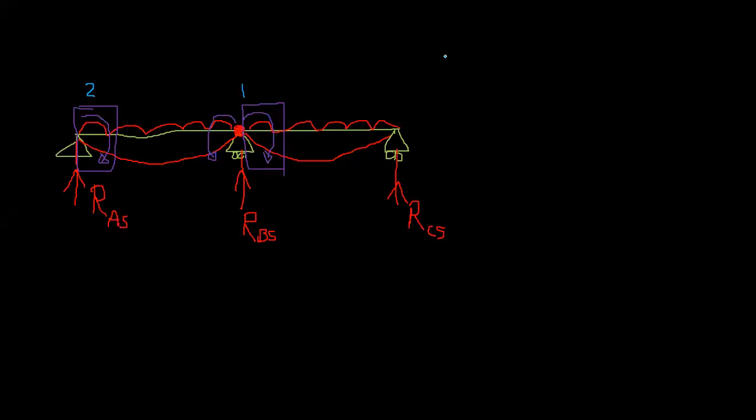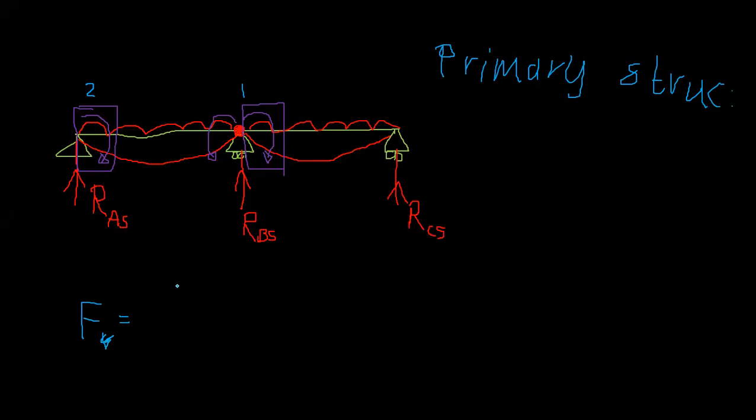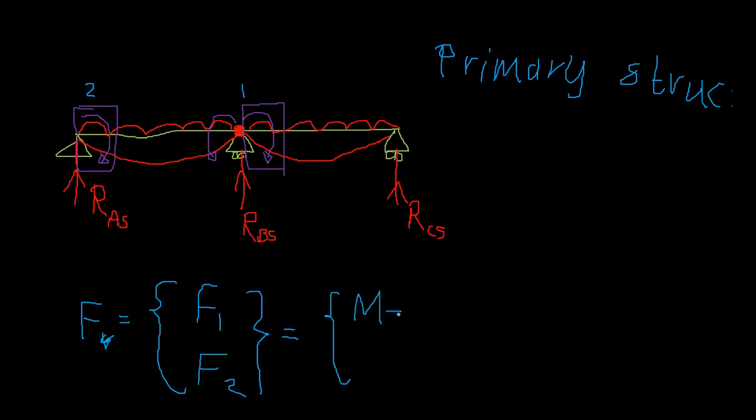This is my primary structure. This is no longer the original one. This is my first redundant coordinate and second redundant coordinate. My corresponding forces are actually the bending moments. So the F matrix is F1 and F2, which actually represent MB and MA.